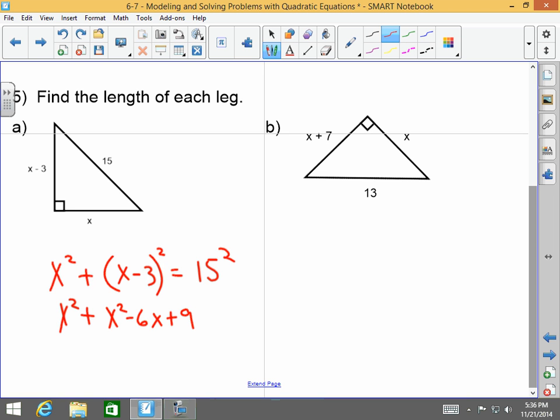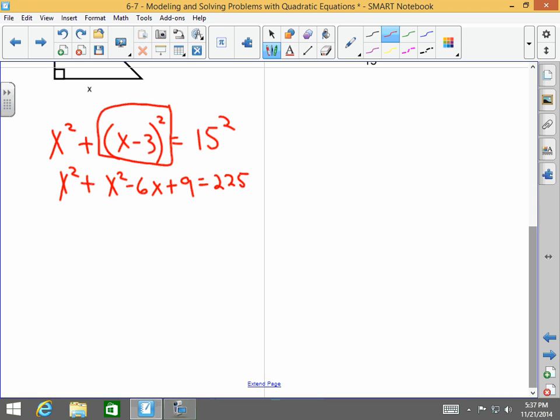Please remember this is a perfect square, guys. There's a formula here. It's the first term squared minus 2 times the first times the second term plus the second term squared. If you need a review on that, that's in chapter 5. And that equals 225. 15 times 15 is 225.